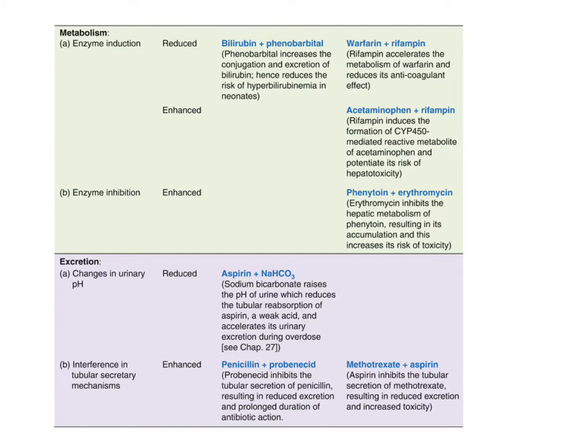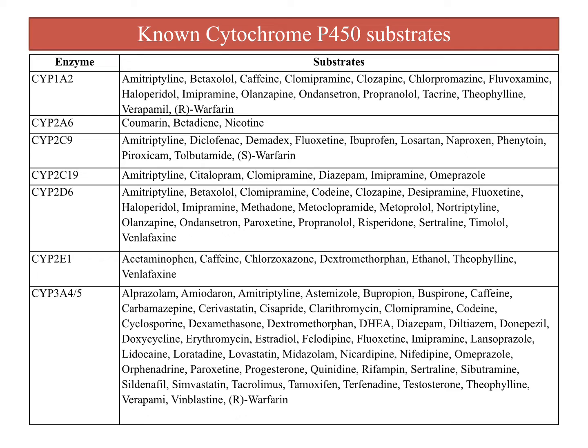Still another example is methotrexate and aspirin. Aspirin inhibits the tubular secretion of methotrexate. This leads to reduced excretion of methotrexate, and that may lead to accumulation of methotrexate in the body, and this may lead to toxicity.